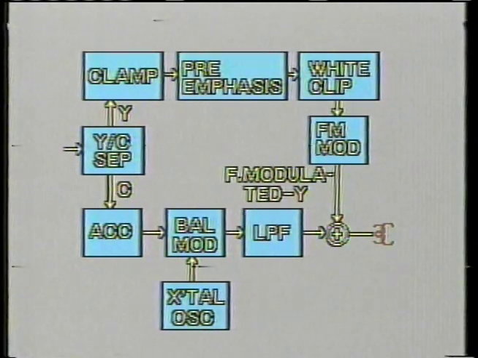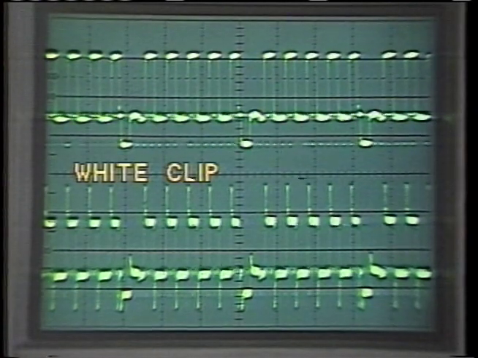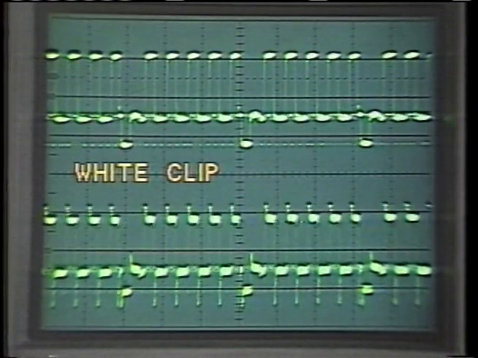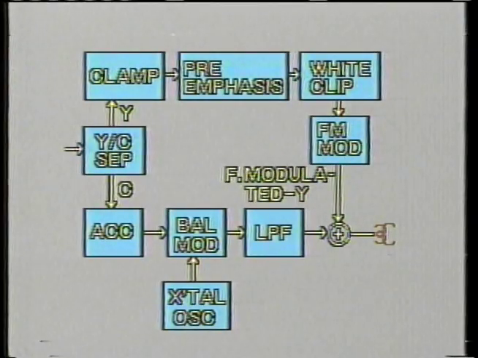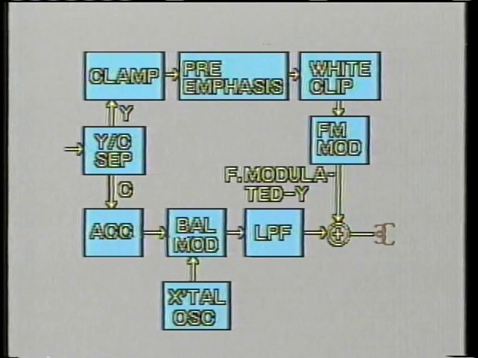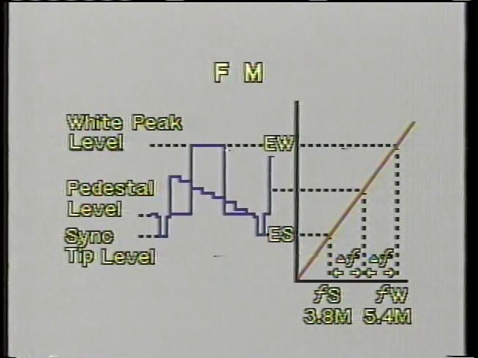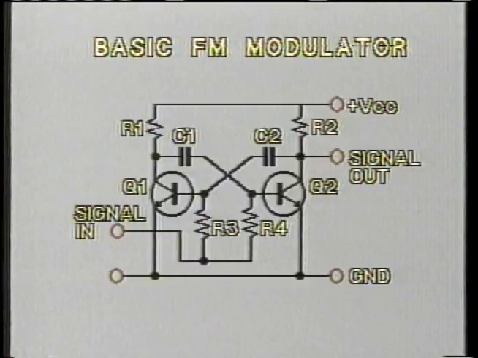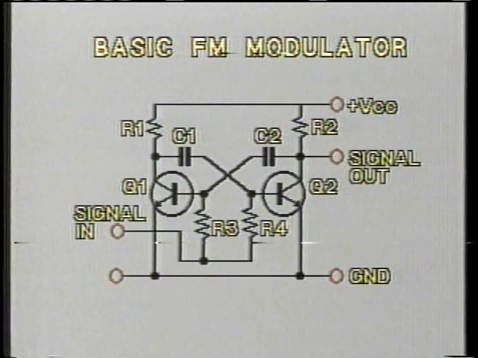The white clip circuit. This circuit prevents overmodulation caused by excessively high levels. The FM modulator. This circuit is used to perform frequency modulation on the Y signal. A frequency modulator employing an astable multivibrator is used because the frequency displacement is increased with respect to the carrier frequency.